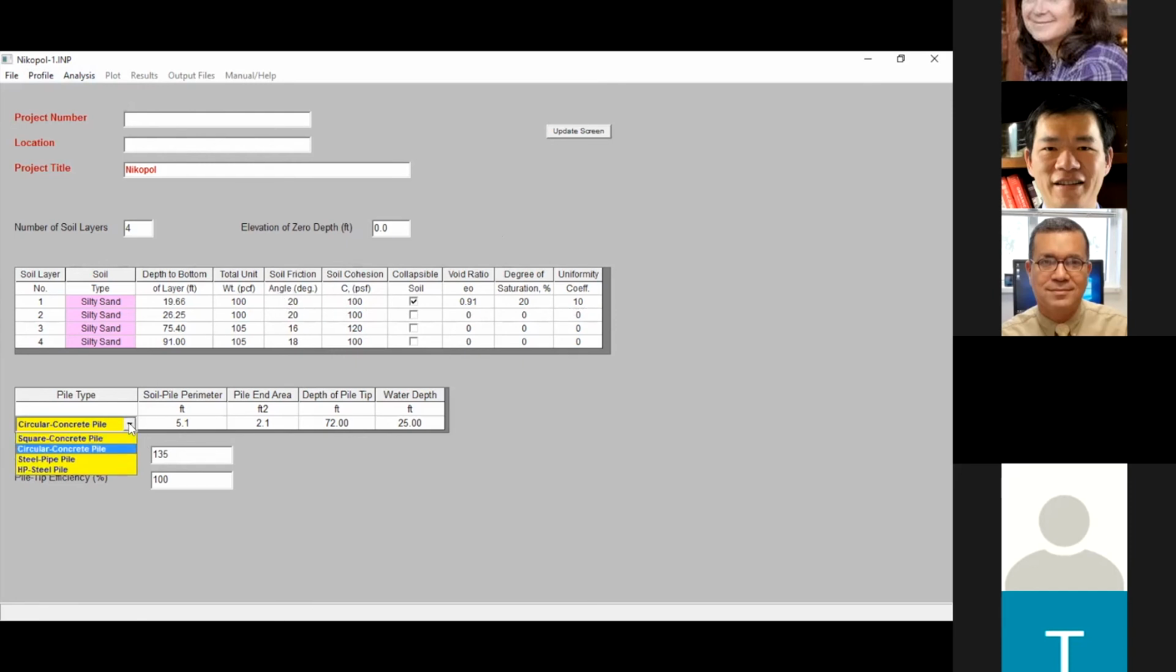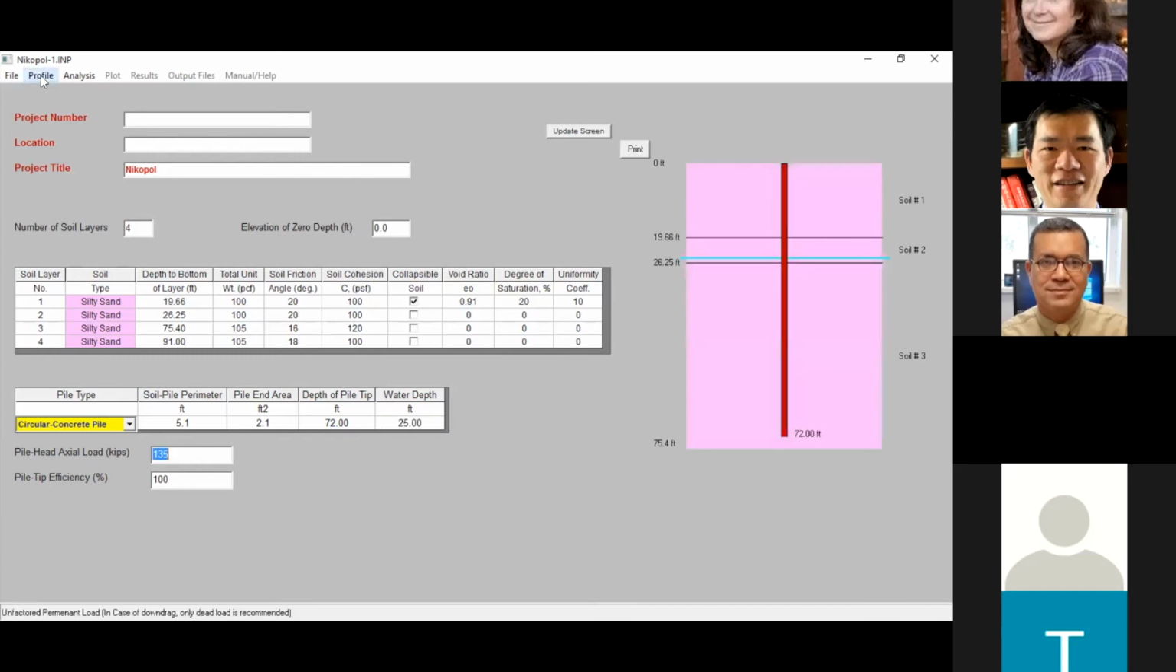And then you have the different types of pile that you can choose: square concrete pile, circular concrete pile, steel pipe pile, H pile, because we have different types. You can provide the geometry properties of that pile: the perimeter of the pile, the area of the cross section, the depth of the pile tip, and the location of the water table. And then if you would like to see your profile, you can review what you did here.